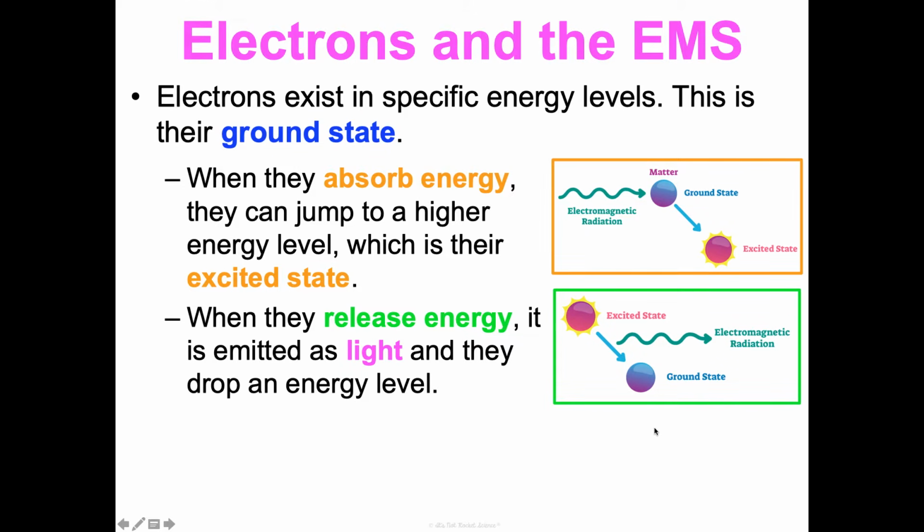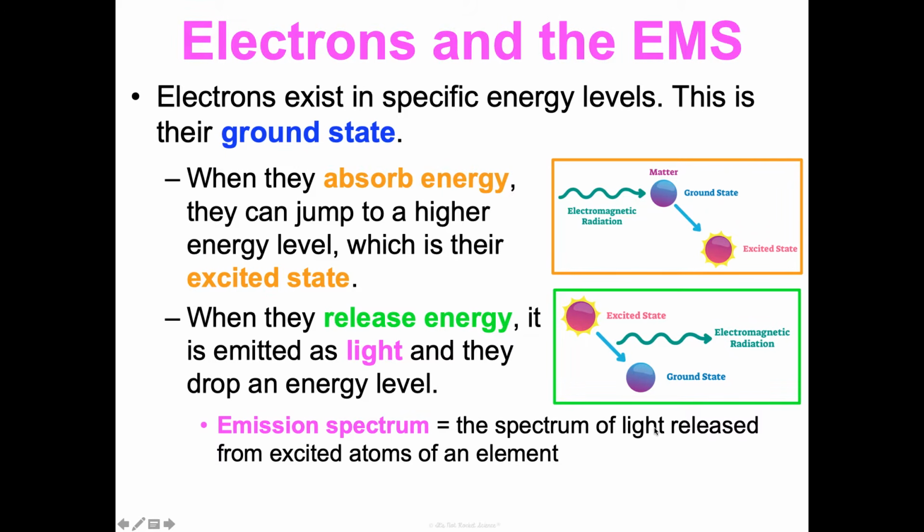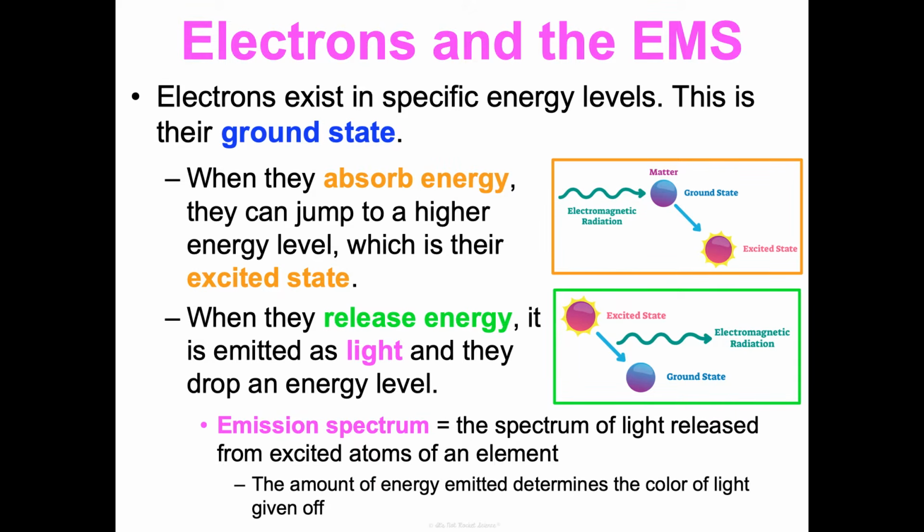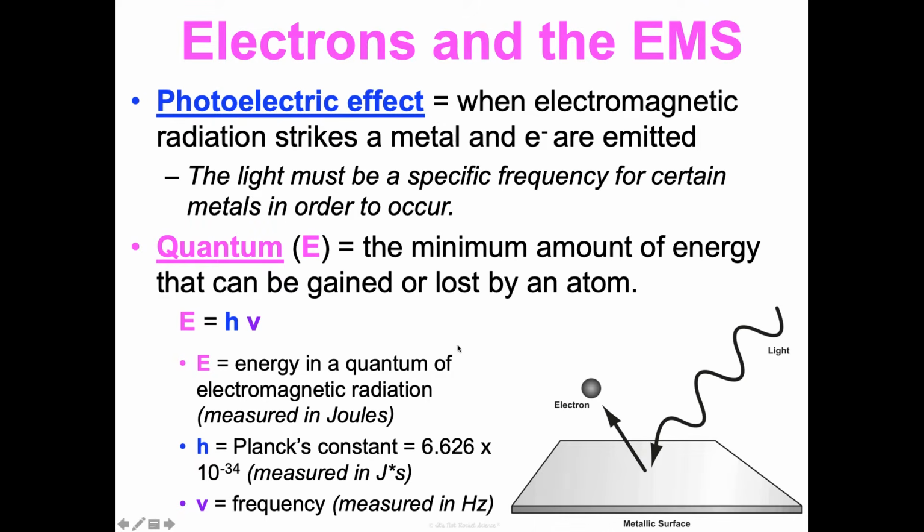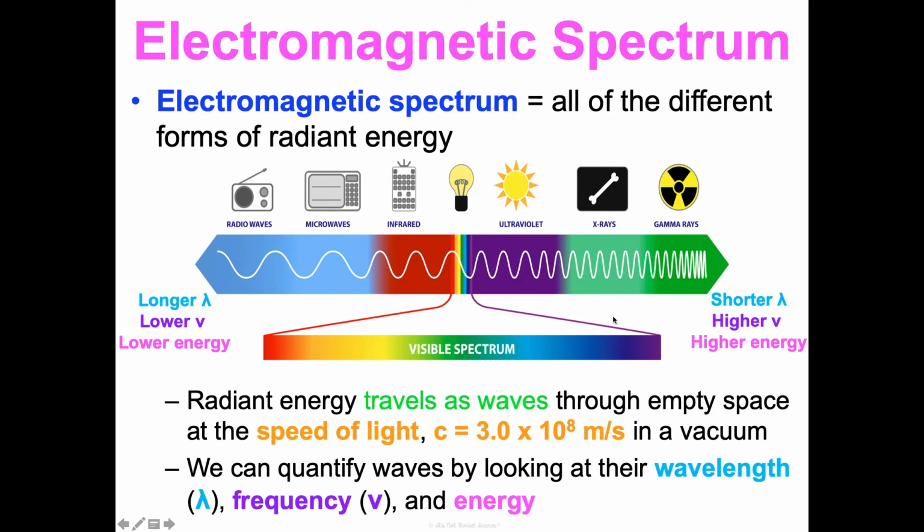And so that light that is given off is important because that relates to the emission spectrum, which is the spectrum of light that's released from excited atoms of an element. It's the amount of energy emitted that determines the color of light given off. Because if you remember from what we just calculated, amount of energy is related to frequency. And if I know the frequency, then I can figure out the wavelength and where it falls on this. And especially for visible light, the light that we can see, all these different colors of light have different wavelengths and frequencies and energy levels.